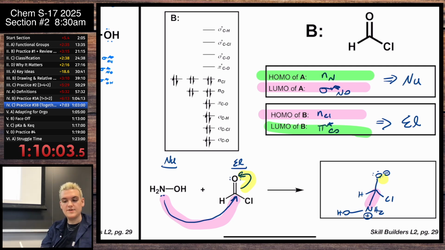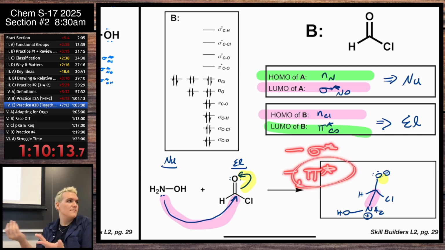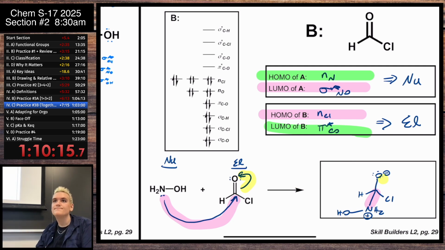So, because pi stars are lower in energy than sigma stars. So if we're looking for the lowest unoccupied orbital, the pi star is lower in energy, so it's going to be better at reacting. Objectively.